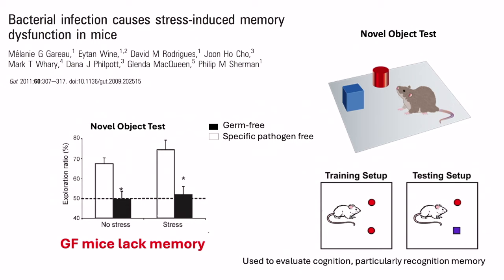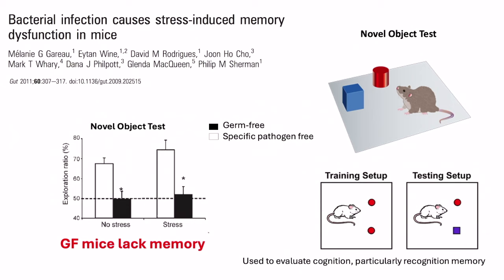And one way to test memory is this novel object test. So in a cage, you start with a training day or a training setup where you have two objects in the cage. And mice are quite inquisitive, so they'll spend a lot of time sniffing and playing with these two objects. And then on the testing day, you'll take one away and swap it with a new, novel object. And the idea is, if the mouse has memory, it will say, oh, well, I actually played with this one yesterday. This one's a new one, so I'll spend a lot more time looking at that.